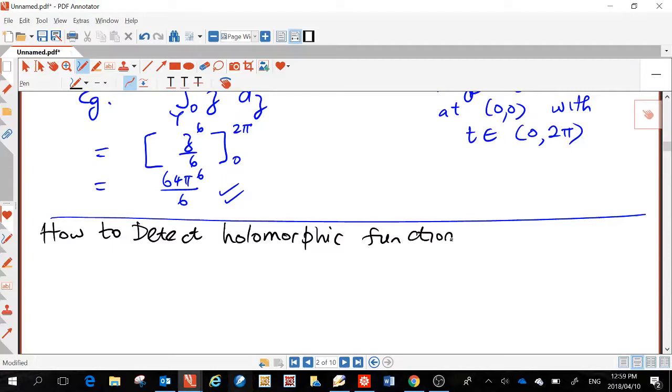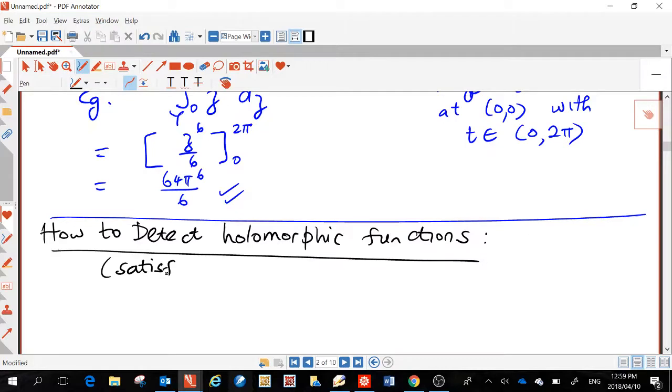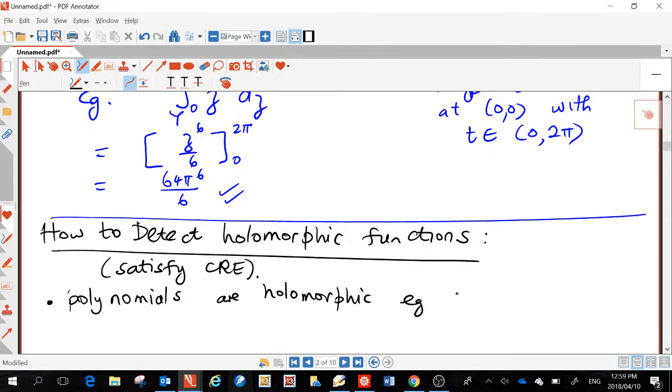You don't always have to hit it with the Cauchy-Riemann equations. We know they satisfy them, but some of them you can check visually. So polynomials are holomorphic. Example, z to the 5 plus z cubed plus 2z. That's a polynomial, it will be holomorphic.